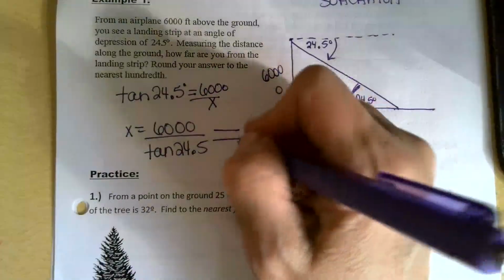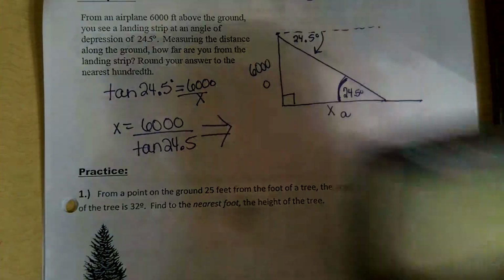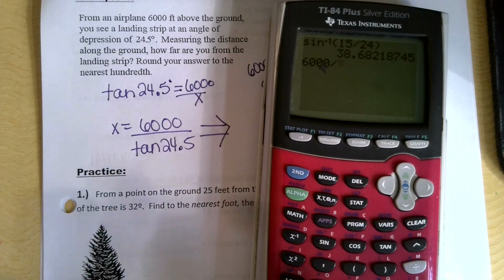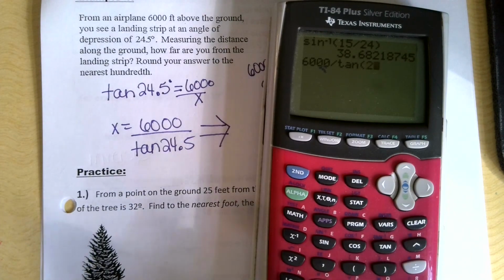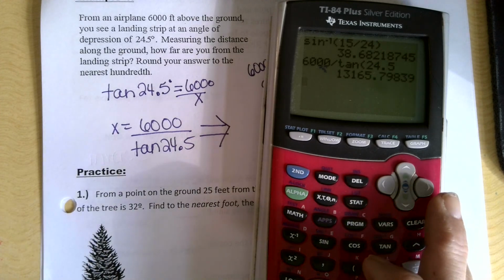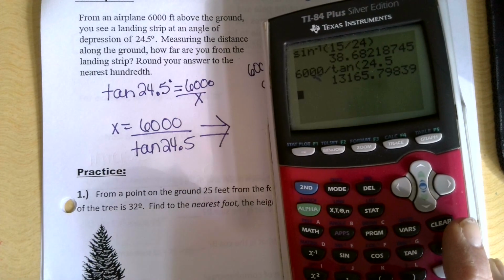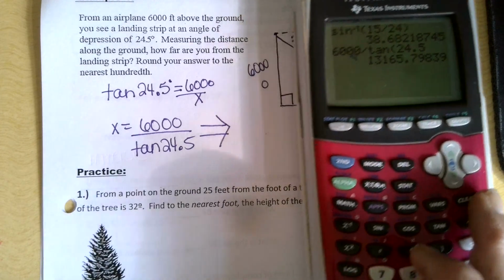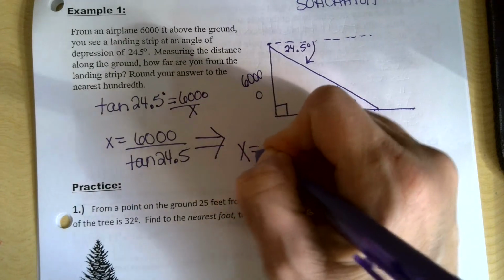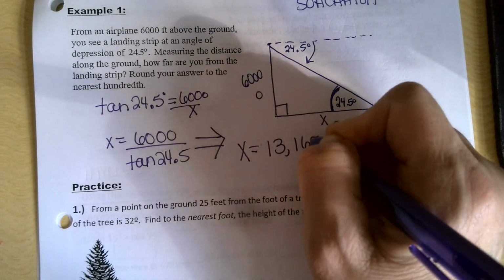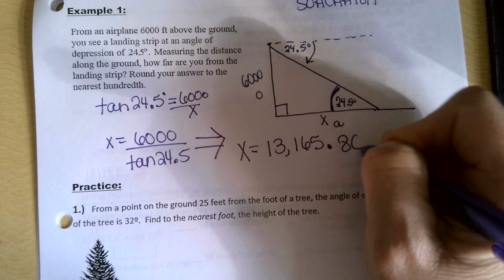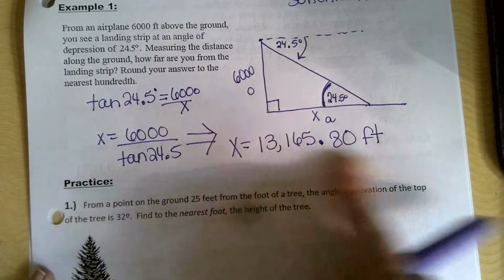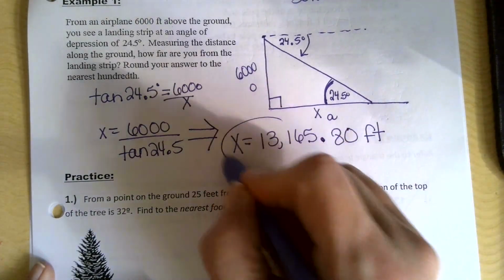If x is on the bottom, put the trig on the bottom. So 6,000 divided by tangent 24.5, and we get 13,165.798, so that's 0.80. So we get x equals 13165.80 feet. Okay, and on an airplane landing, that makes sense. So that is your answer.